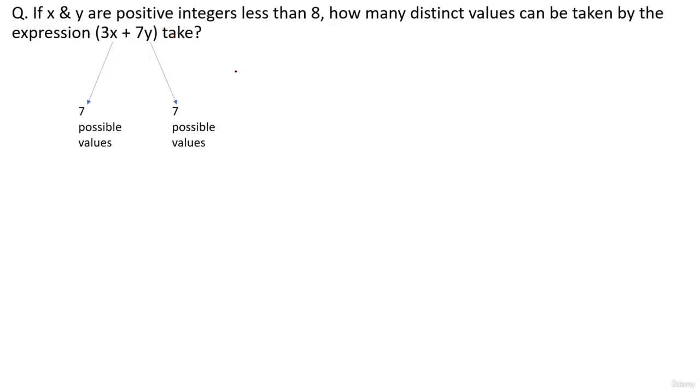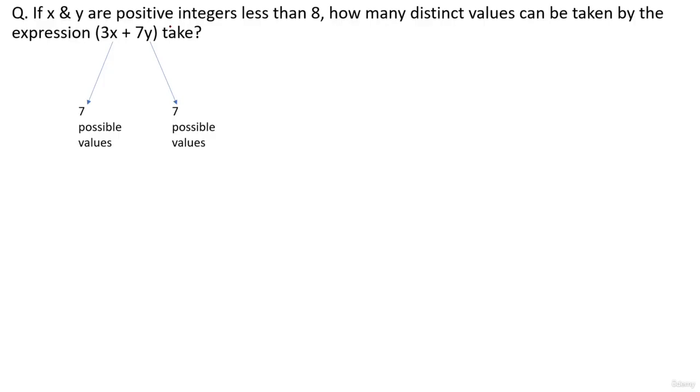Now guys, look, for every different value that x and y assume, we will get a different value of this expression. So if you put x as 1 and y as 1, you have 3 into 1 plus 7 into 1, one value will come. If you put x equal to 2 and y equal to 1, so 3 into 2 plus 7 into 1, one value will come, right? So different values of x and y will give you different values of the given expression 3x plus 7y, right?